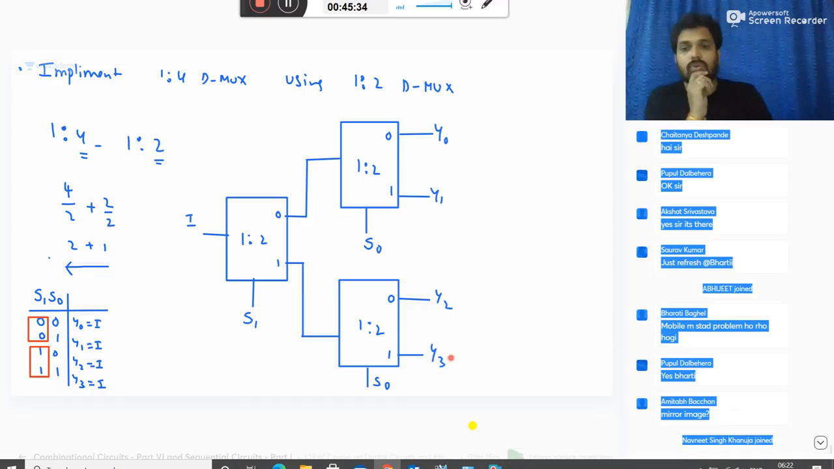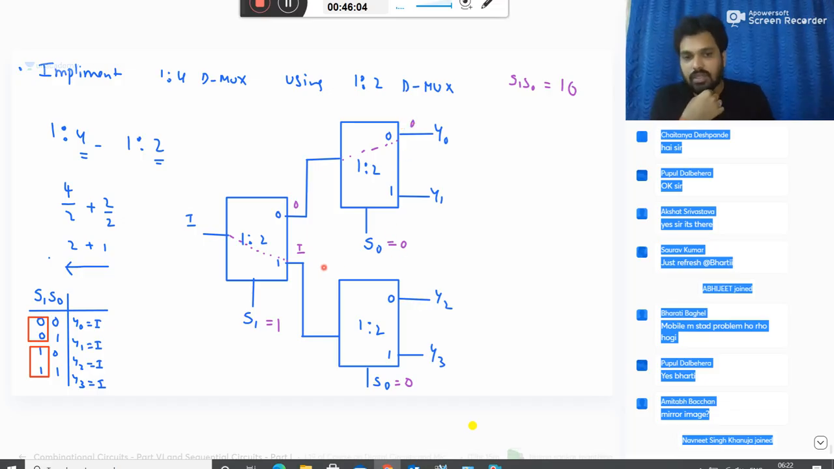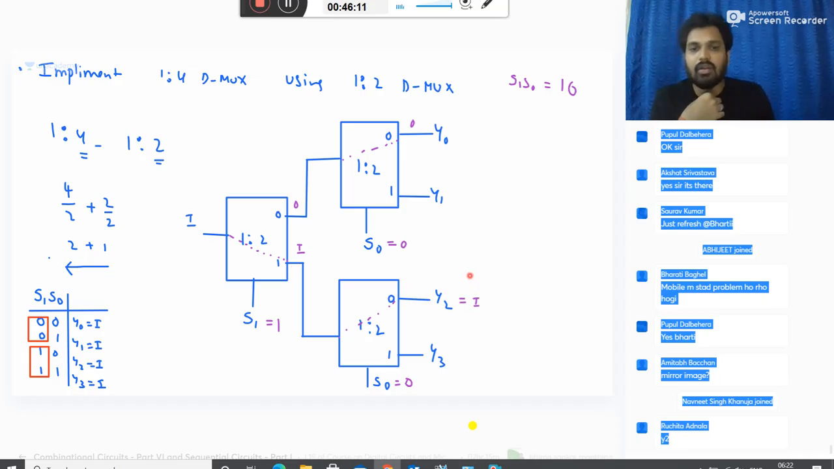Okay, so now listen here. If you have any doubt, just check it. For example, S1, S0 is equal to 1, 0. I keep S1 as 1 and S0 as 0. So since it is 1, this line will come here, I will come up to this, and I will not come here. And S0 is 0, so this line will come here. Now this line will come to here, and I will be coming here. Remaining all will be 0. So Y2 is getting your I.